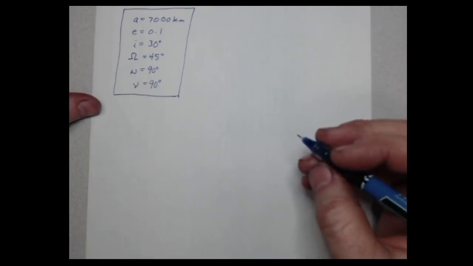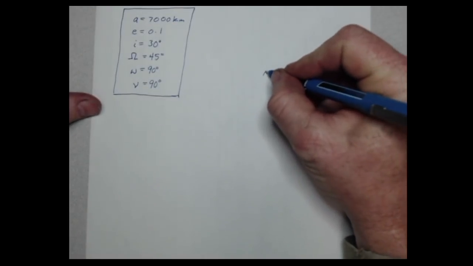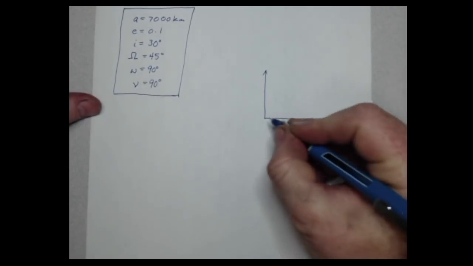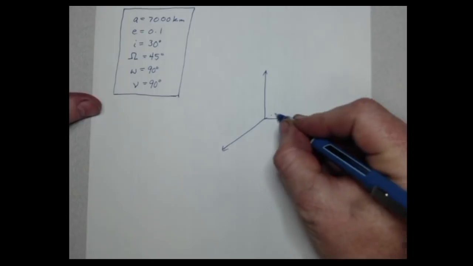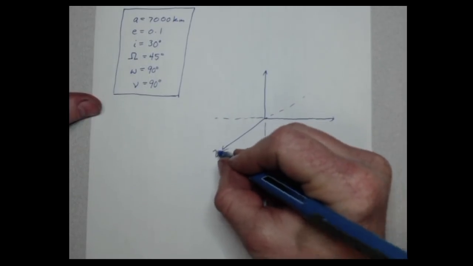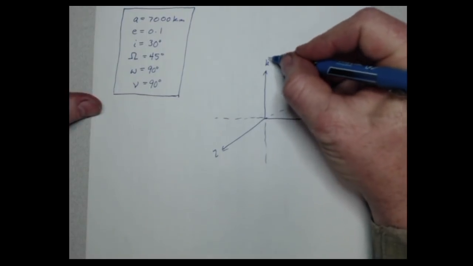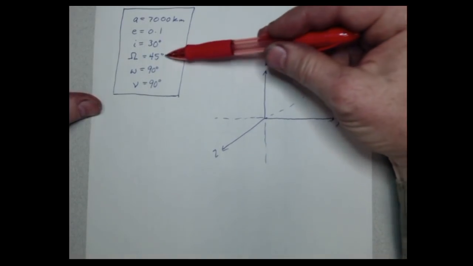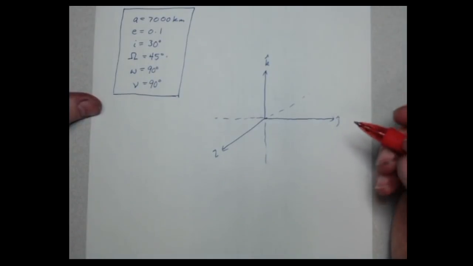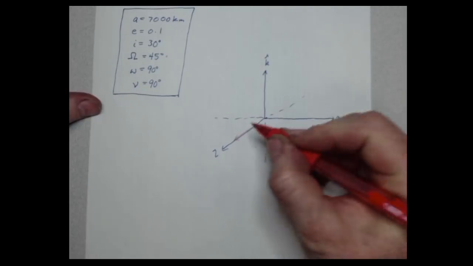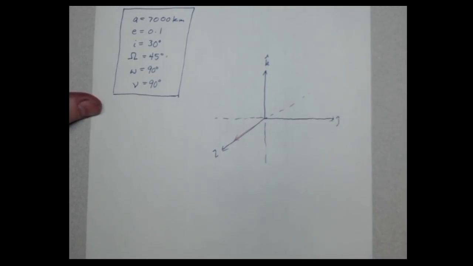So to begin with, what we do is we start out and we draw a coordinate frame. So this is going to be in the IJK frame. So essentially, I'm drawing a three-dimensional vector here, with I, J, and K. And to begin with, just as before, we're going to sketch our right ascension of the ascending node first. And so that's an angle of 45 degrees. And I know that's the difference between essentially the I and the N vectors.